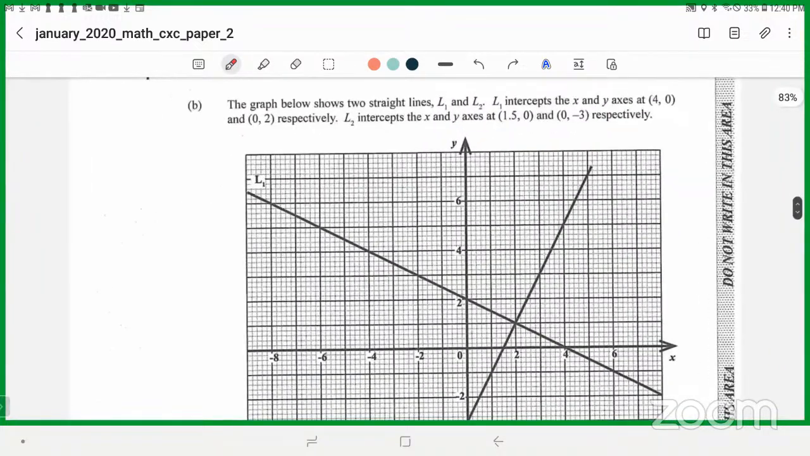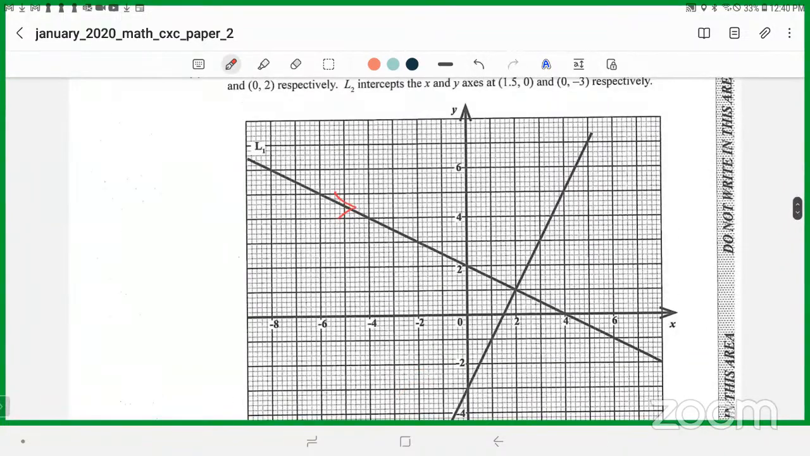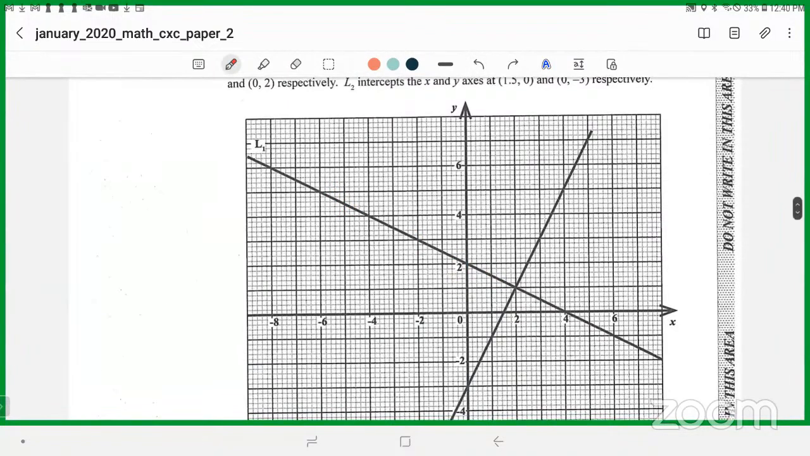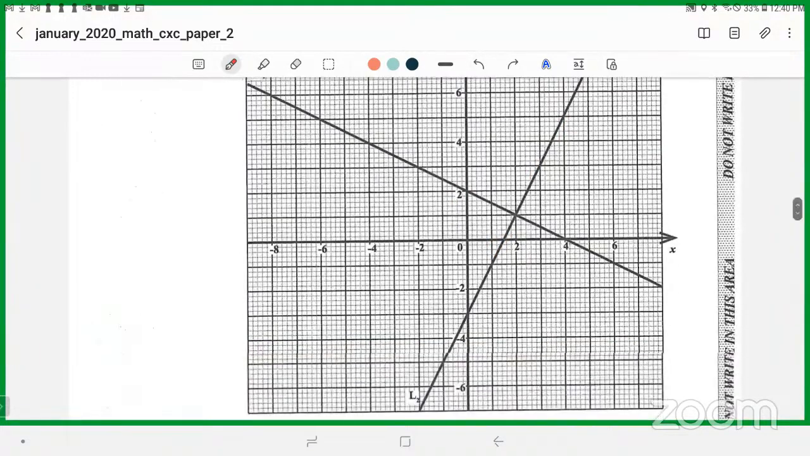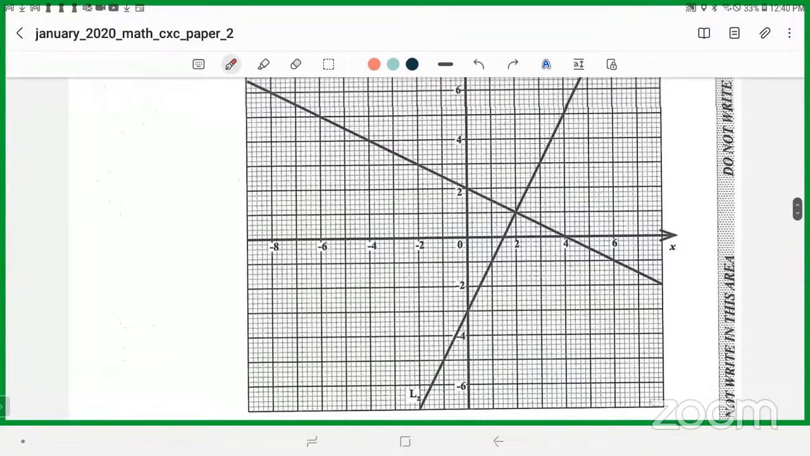This question says the graph below shows 2 lines, L1 and L2. So this is L1, and this clearly then is L2, just as they label it down here. This one has a negative gradient, as you can see. You can also see the y-axis intercept on this one is 2. But this one has a positive gradient. That's line 2, because it slopes upwards from left to right. And the y-axis intercept on this one is -3. So that information you can see.